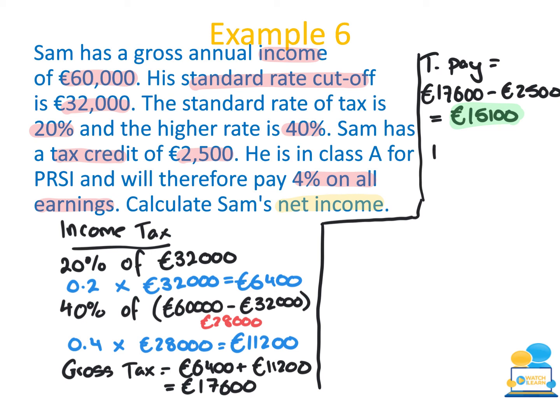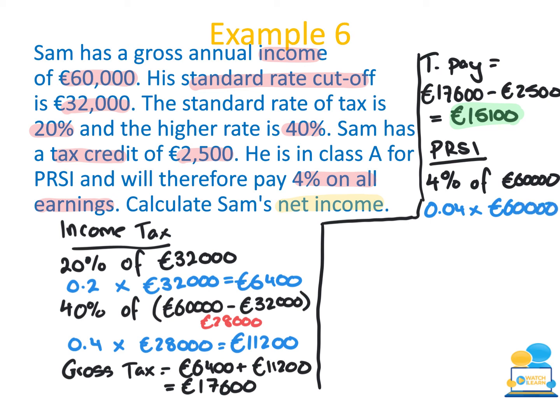So next, if we look at his PRSI, this is a brand new tax, so we're starting again. He's paying 4% because he's in class A on all of his income. So you're finding 4% of his entire income, which was 60,000 euros. That's the amount of PRSI he's going to pay for the year. So again, we're going to change 4% into a decimal, which is 0.04, and multiply that by 60,000 euros. And that gives me an answer of 2,400 euros. So that's the amount of PRSI he's going to have to pay.